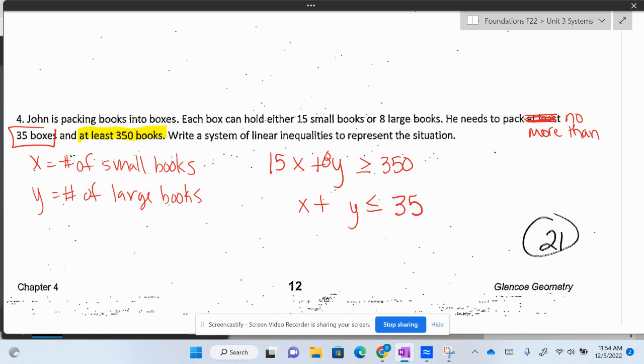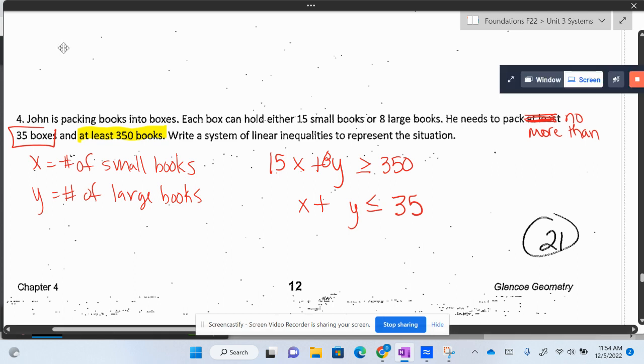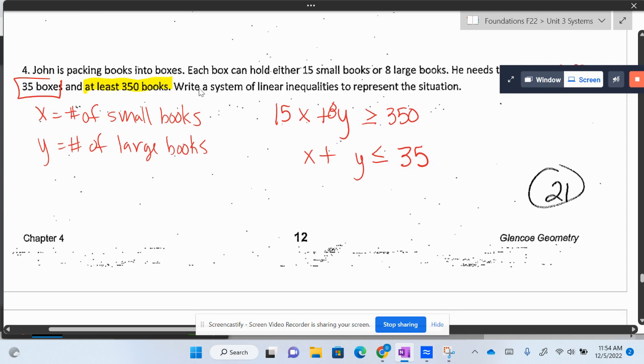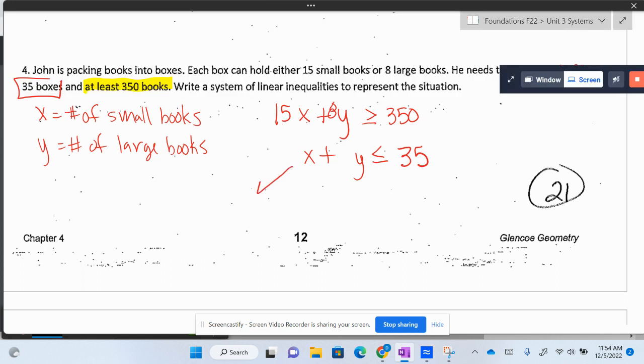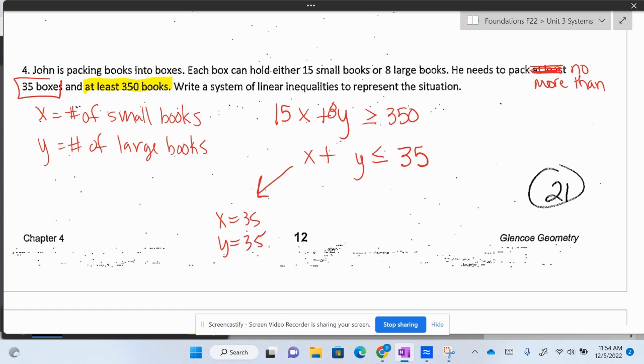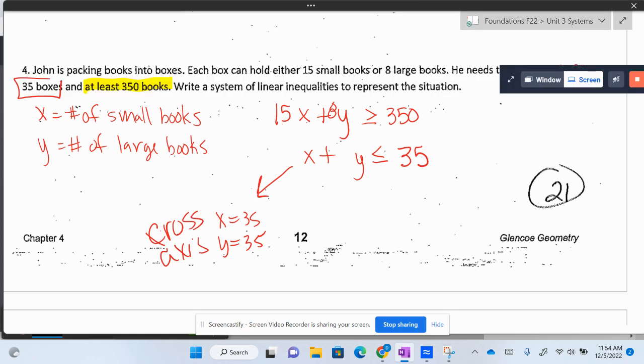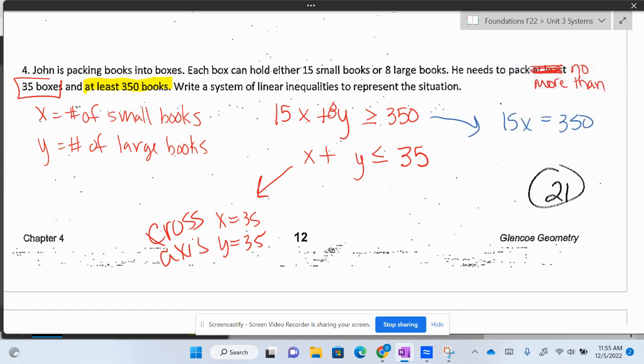Okay, so do you want to solve for y or do you want to use the intercept methods? Intercept methods. Okay, so the x and the y intercept for the bottom equation is x is 35, y is 35. So these are the x and the y axes. This is where they're going to cross the axis. That's for the second equation. For the first equation, I have 15x is equal to 350 and 8y is equal to 350. So divide both sides by 15 and then divide both sides by 8.